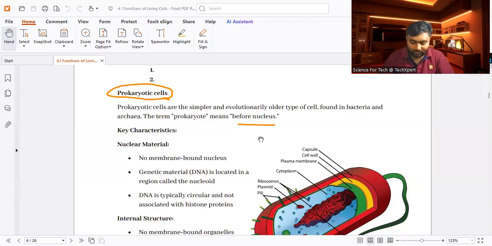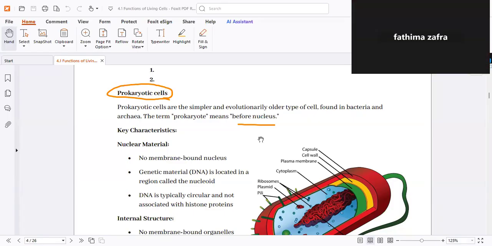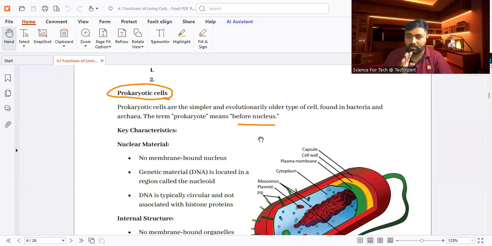What was I talking about? Nucleus, no? In prokaryotic cells, we can't see a nucleus, but in eukaryotic cells, there is a nucleus. That is the main difference. Understood? Yes, sir. That doesn't mean there are no other differences. There are differences between eukaryotic and prokaryotic cells, but that is the main difference.